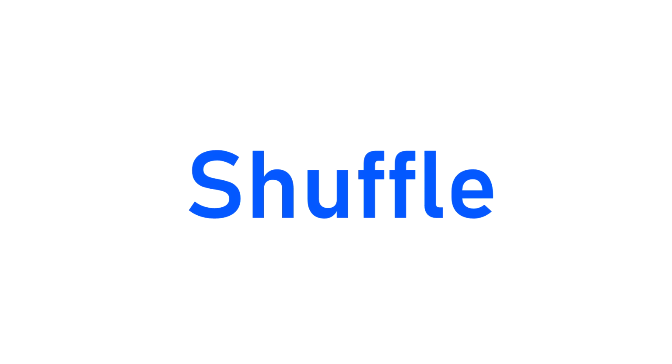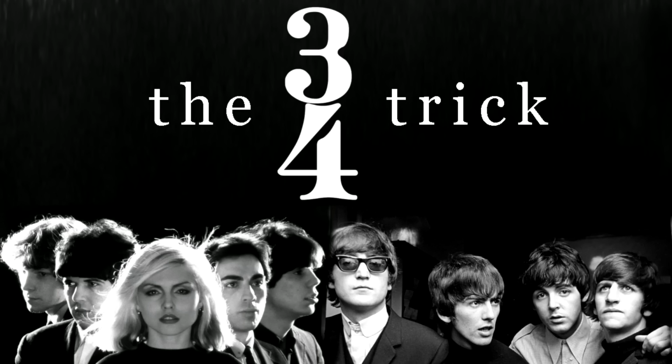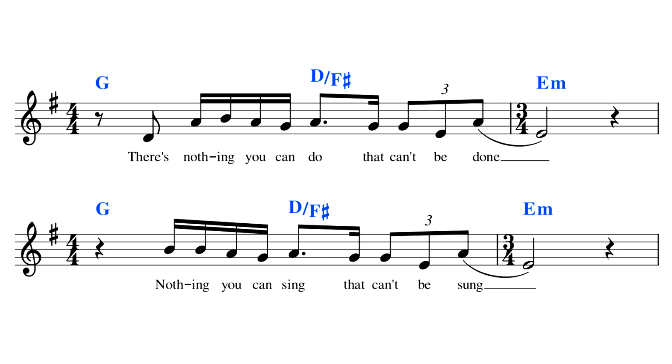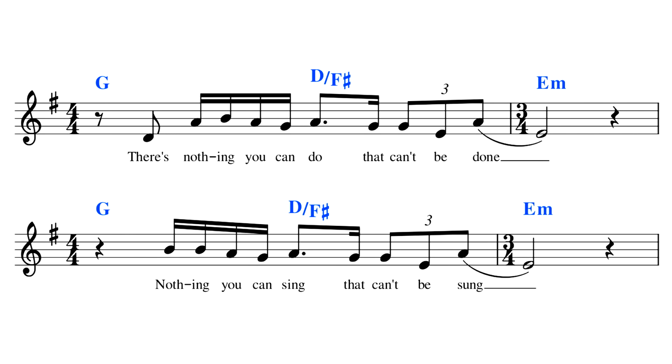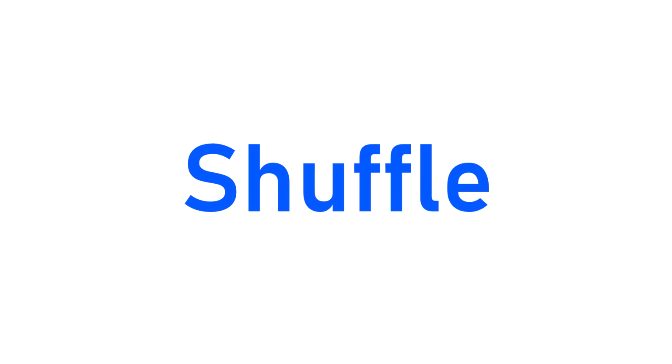Another song which features a 7-4 shuffle is All You Need Is Love. Now, I actually discussed All You Need Is Love before in my 3-4 trick video, and in that video I described it as 4-4 with occasional bars of 3-4. And I do believe that this is the most performer-friendly way to transcribe the music, and it's also probably the way that the Beatles themselves thought about the timing. However, you can also understand All You Need Is Love as being largely in 7-4 time, at least in the intro and the verse. Now, like I mentioned, All You Need Is Love is also shuffled, so this can add even more confusion to the way you transcribe the song.